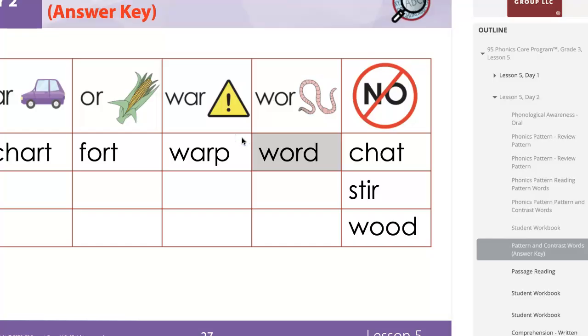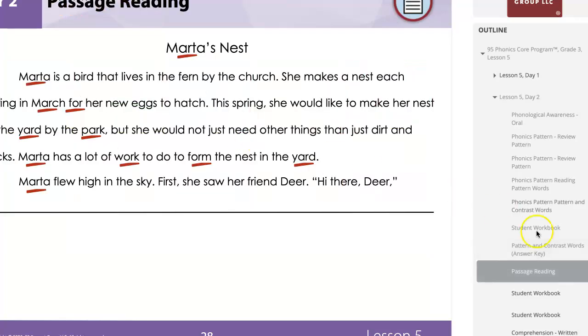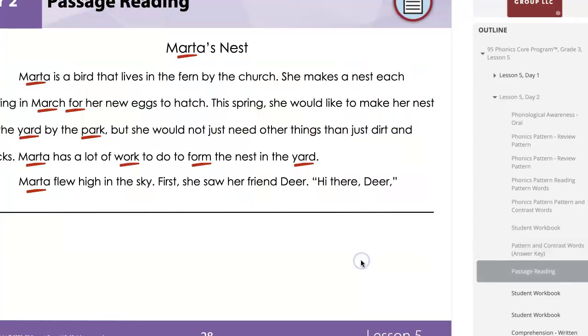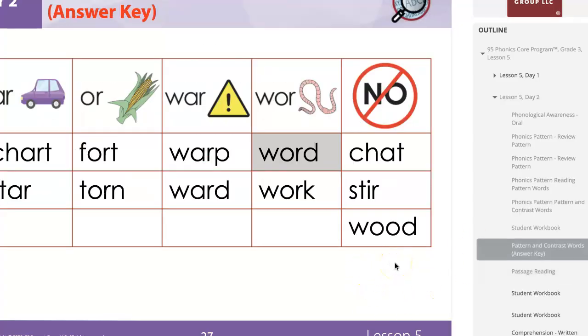Our next word is chart. It has the AR, so it's going in the AR category. Star is also going in the AR category because it has an AR in it. Torn has the OR in it, so it's going in the OR category. Work, WOR. Ward, WAR. Okay, so I'm going to go back to that, and you can pause the video right there and let everyone get their words copied down in the correct column and play the video.